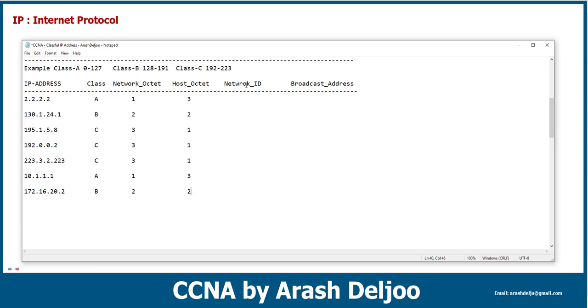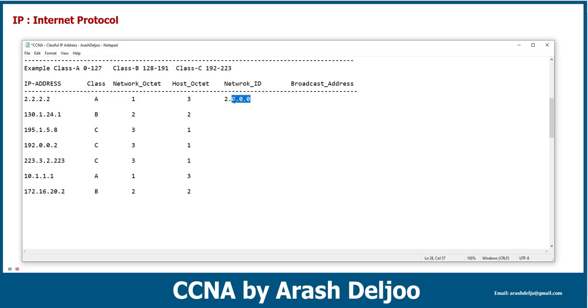After that, we need to find the network ID. You know that the network ID means we need to use all of the host bits as 0. For example, for quad 2, because in quad 2 we have only 1 network octet, we need to use 0 for all of the host octets, or all of the host bits. Here we can say the network ID is 2.0.0.0. Why? As you know, octet 2, octet 3 and octet 4 are the host octets.